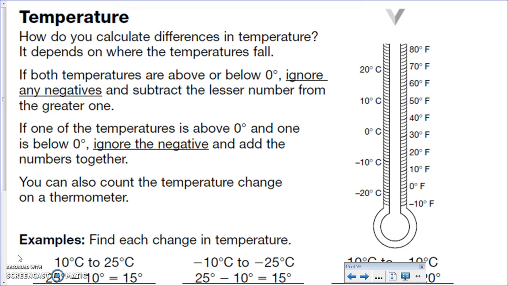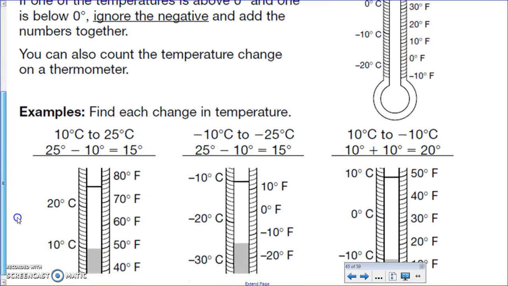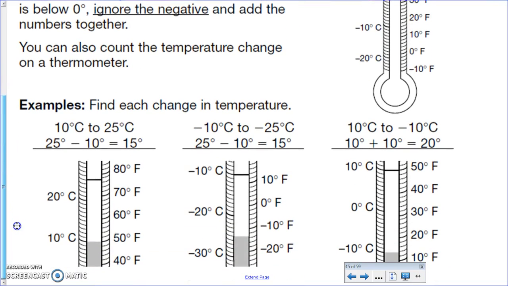How do you calculate differences in temperature? It depends on where the temperatures fall. If both temperatures are above or below 0, ignore any negatives and subtract the lesser number from the greater. If one of the temperatures is above 0 and one is below 0, ignore the negative and add the numbers together. You can also count the temperature change on a thermometer. So if we look at our examples down here below, find each change in temperature.